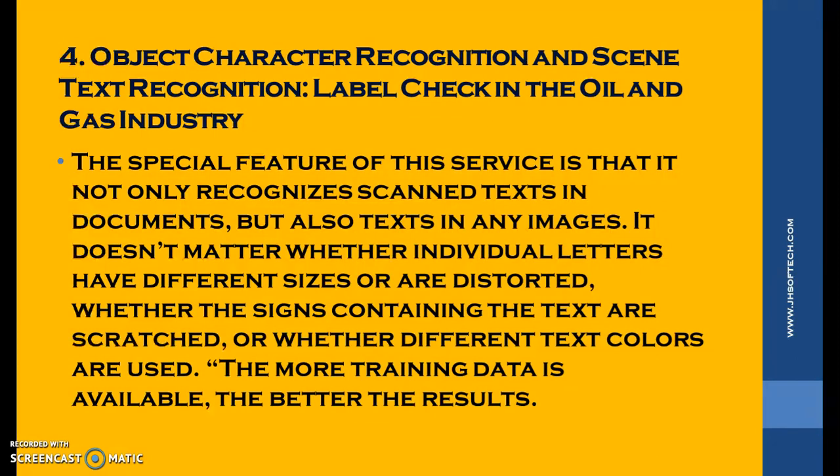And the fourth one would be optical character recognition and scene text recognition. It's a label check in the oil and gas industry. The special feature of this service is that it not only recognizes scanned text in documents but also text in images. So it doesn't matter whether individual letters have different sizes or are distorted, whether the signs containing the text are scratched, or whether different text colors are used. The more training data is available, the better the results would be.